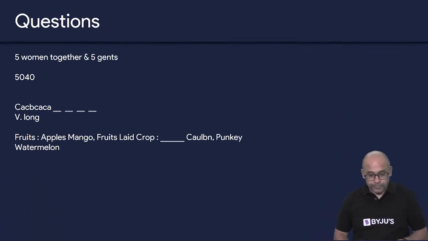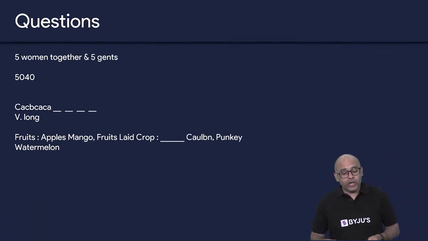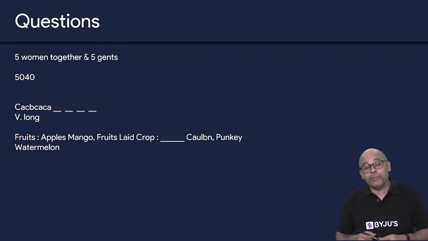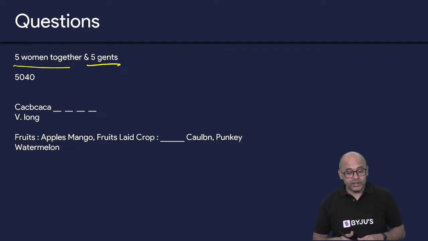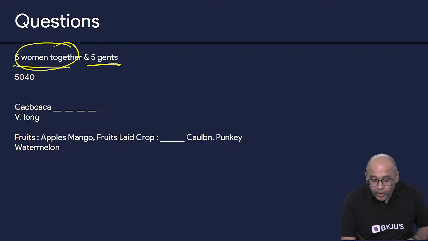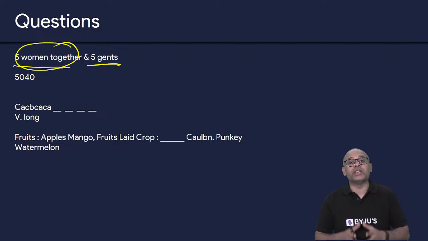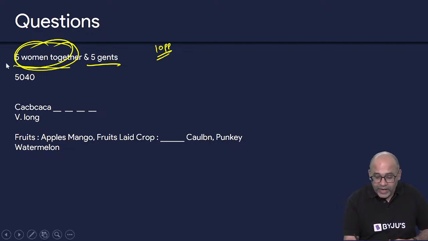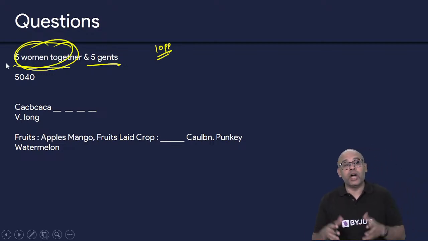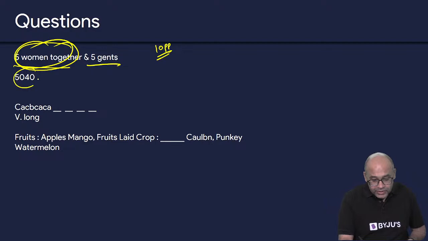Okay, next, moving on, we had a question from PNC. There were 5 women and 5 gents. They are supposed to be seated together, but all these women should always be sticking together. So totally 10 people, out of which 5 women should always be together. How many ways can you do that? The answer to this is 5040.